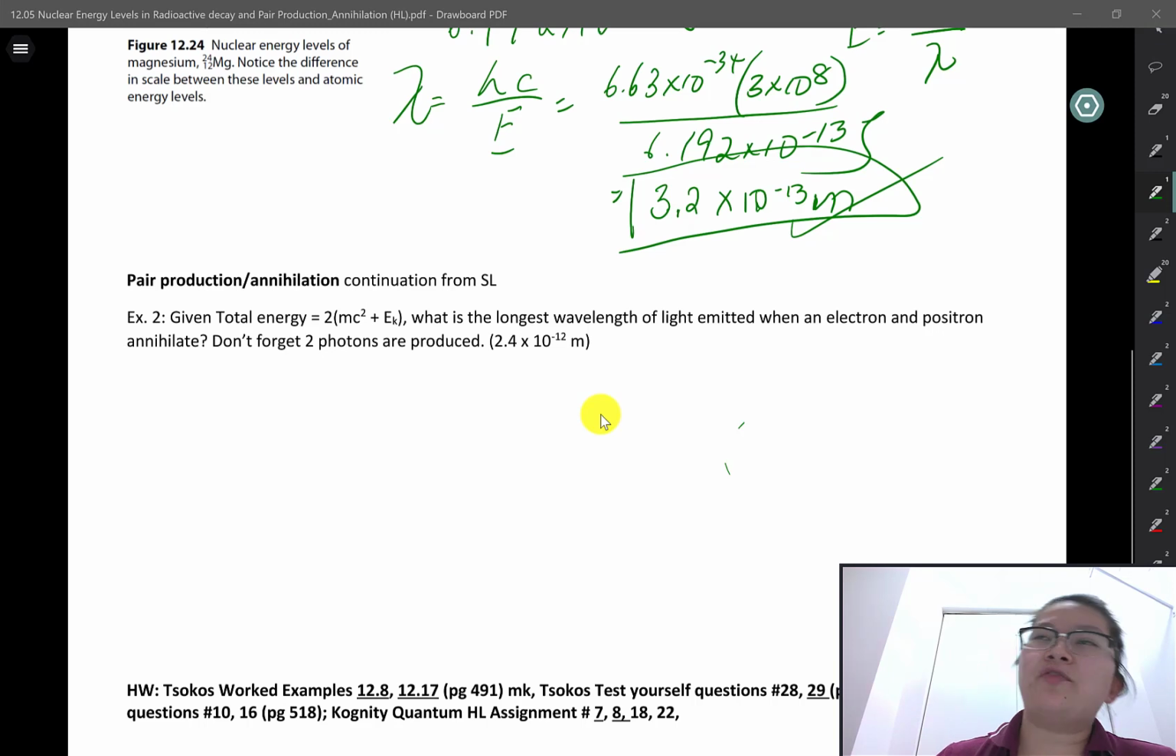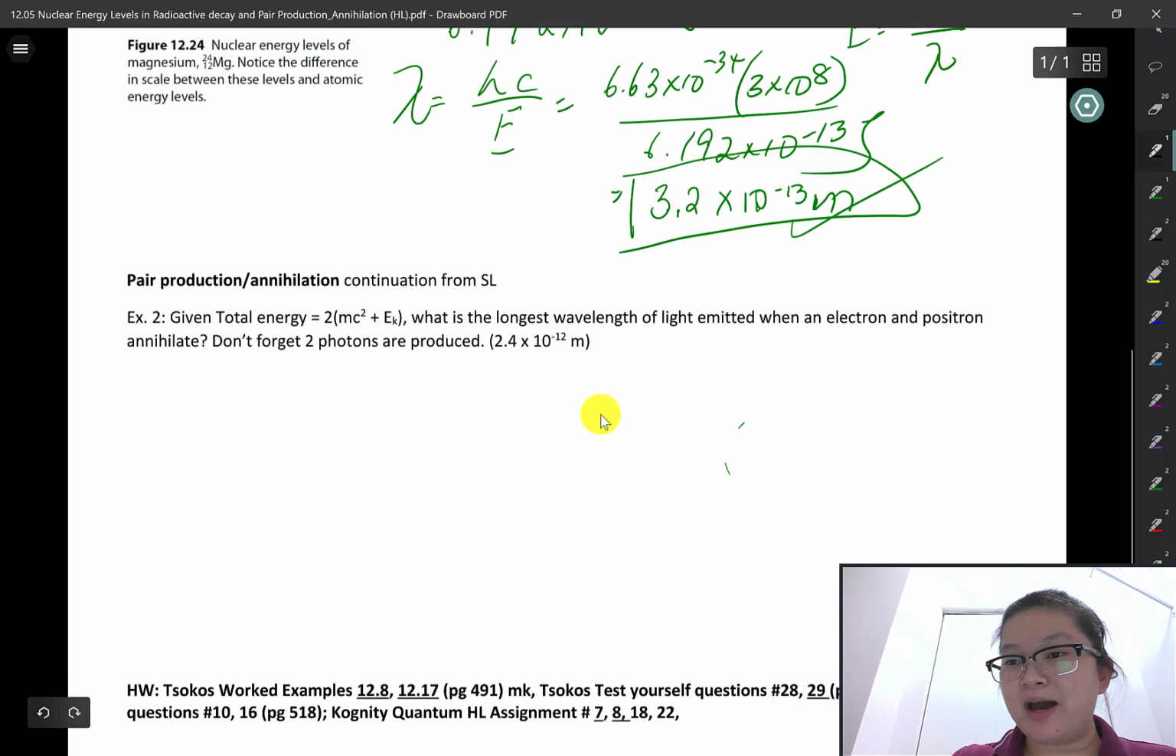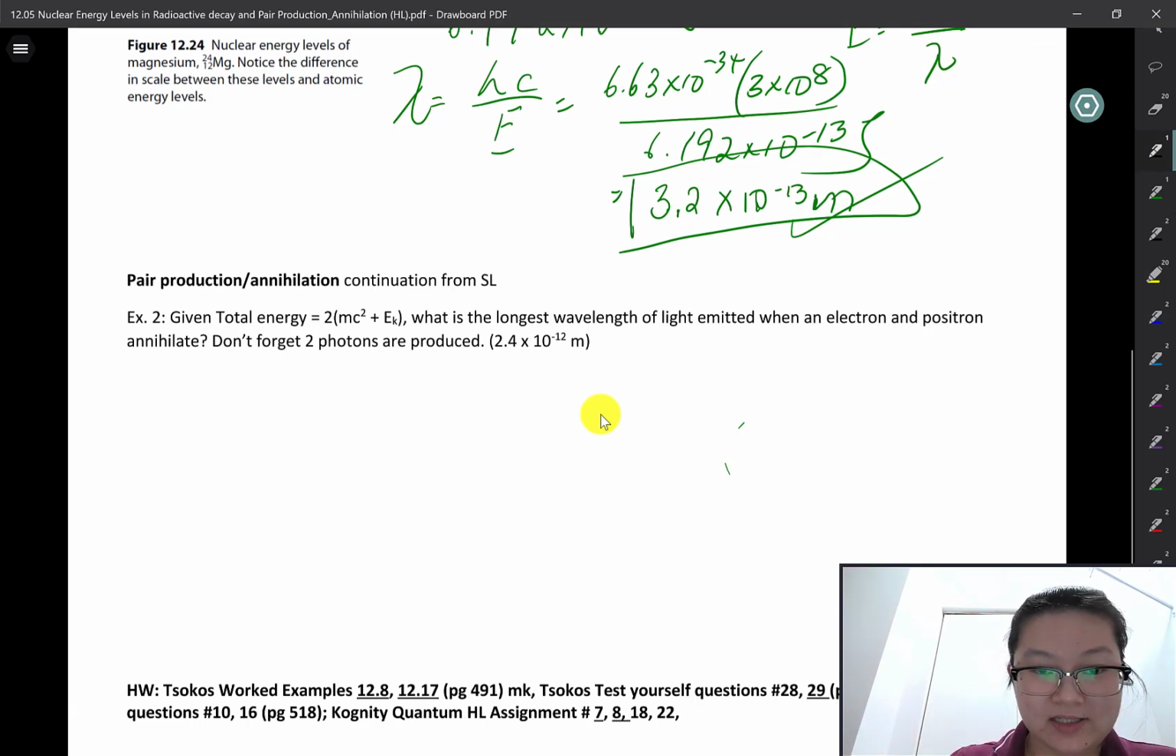So what that means is if you have a particle and an antiparticle, they come together and they annihilate, meaning they will produce light or energy for that matter. Or if you have a photon of light, technically 2 photons of light coming together, producing you a pair of particle-antiparticle together. Okay, so we are going to do example 2.